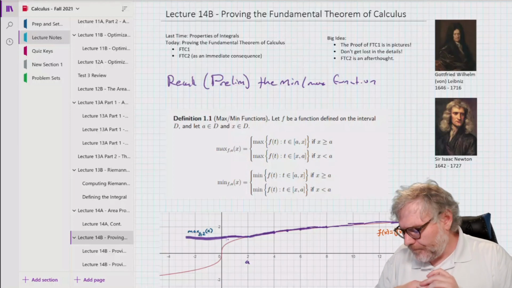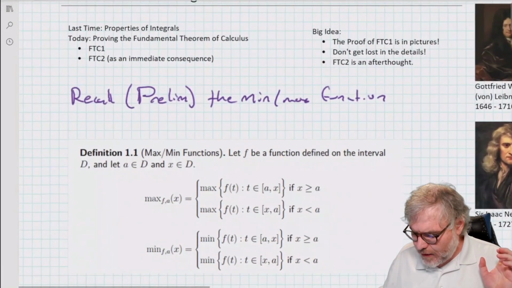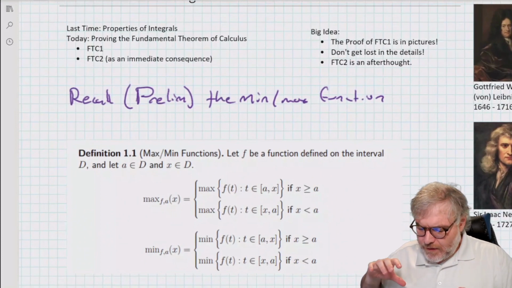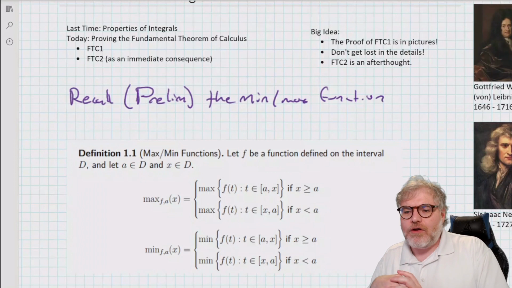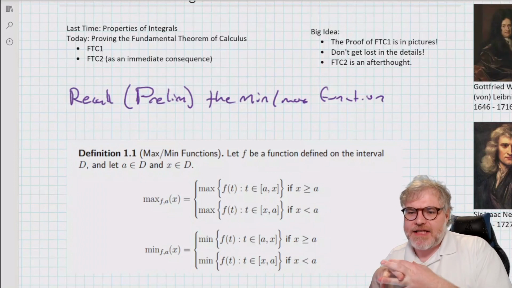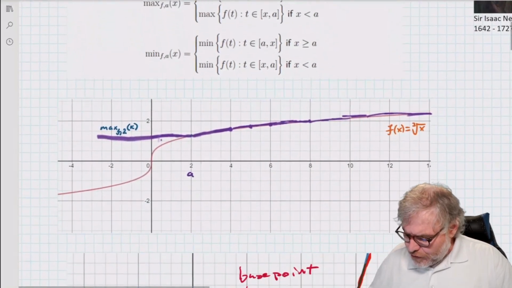So all class, we've been building up to this big proof, which is the Fundamental Theorem of Calculus. What we're going to do is take a whole bunch of stuff that we've been doing all semester, and put it together to prove this very big theorem. Okay, so what is it we're trying to prove again?